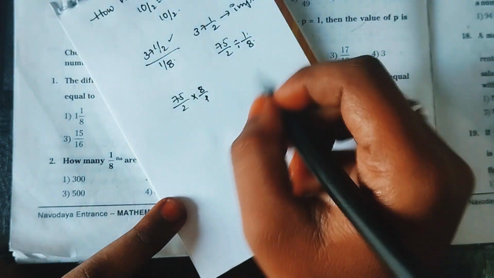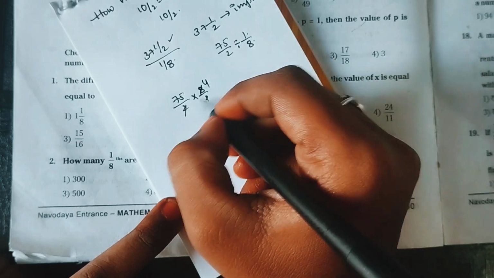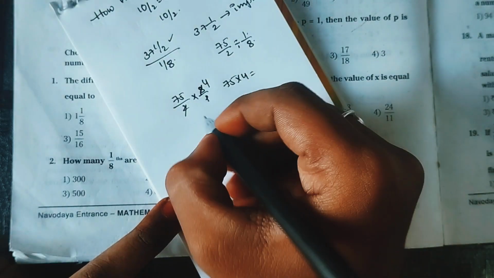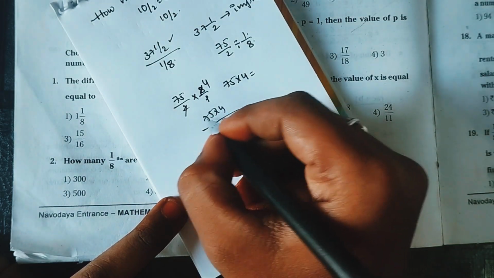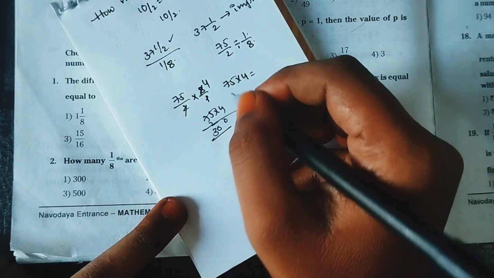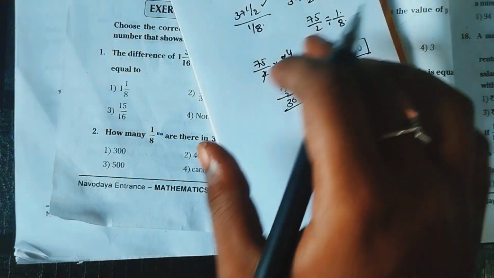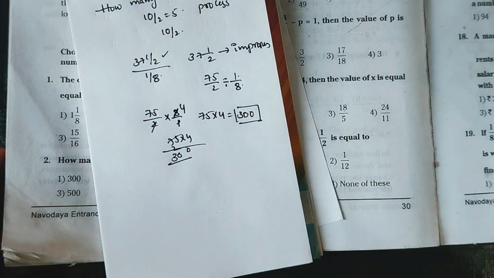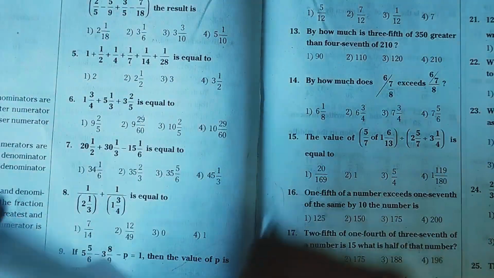Is there any cancellation here? Yes, 2 ones are 2, 2 fours are 8. Finally we are left with 75 into 4. 75 into 4: 5 fours are 20, 7 fours are 28, plus 2 is 30, so 300. So finally we can say there are 300 1 by 8s in 37 and 1 by 2. So 300 is the answer.